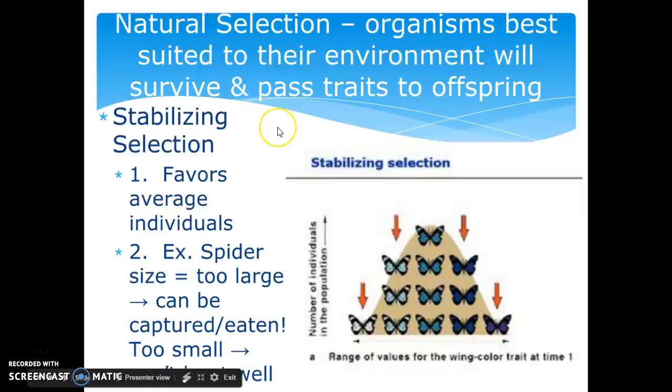So if you think about spiders, if a spider is too large, it can be captured or eaten because the predator can see him. If it's too small, it can't really hunt very well because it's not big enough to get to the prey. This slide is super important.